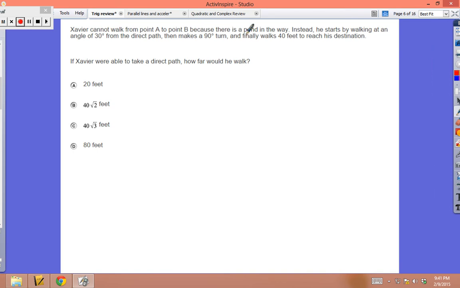Okay, this one you kind of got to draw a picture. Xavier cannot walk from A to B because there's a pond in the way. Instead, he starts walking at a 30-degree angle from the direct path. So let's call this B and let's call this A. From A to B, he can't go because there's some kind of a pond in the way. So he veers off. He tries to get outside the edge of the pond. So he takes off at a 30-degree angle from the direct path.